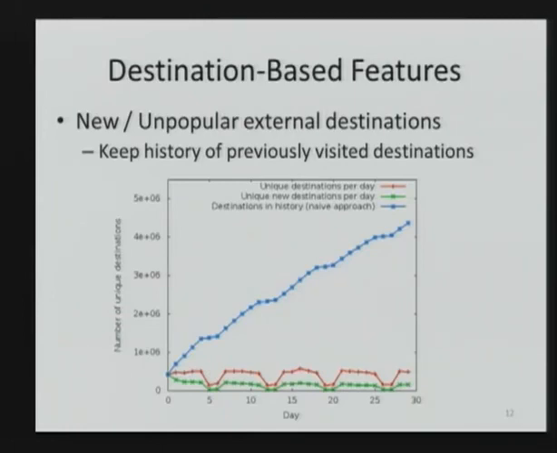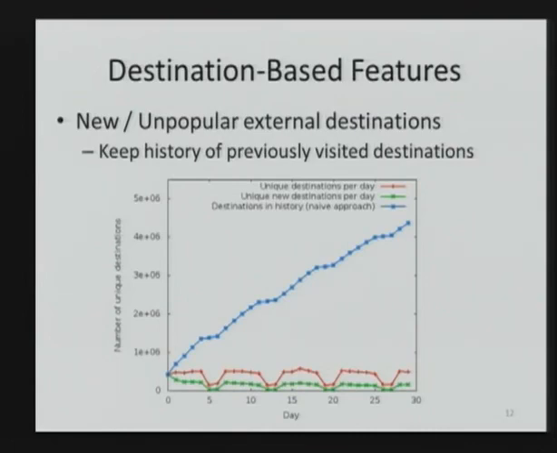So in this graph, the blue line shows the size of our history growing over time. The red line is the number of unique destinations we see per day going out from the enterprise. And the green line is the number of new destinations that we see every day. So between 30 to 40% of all the destinations per day are new.